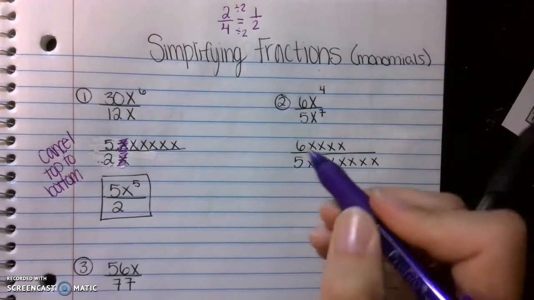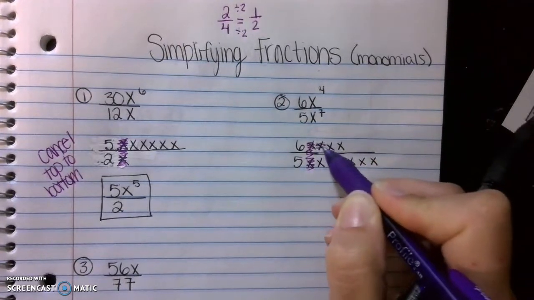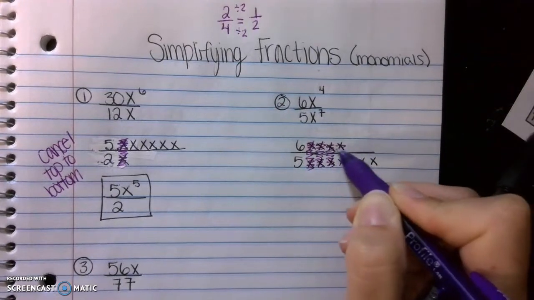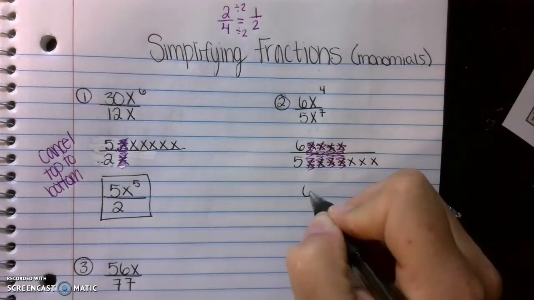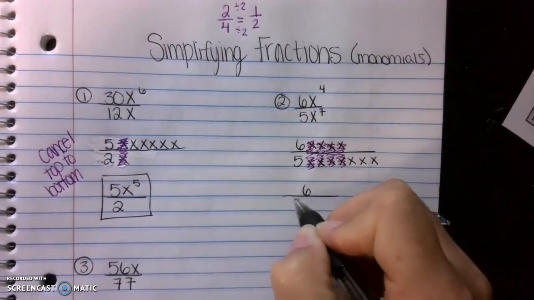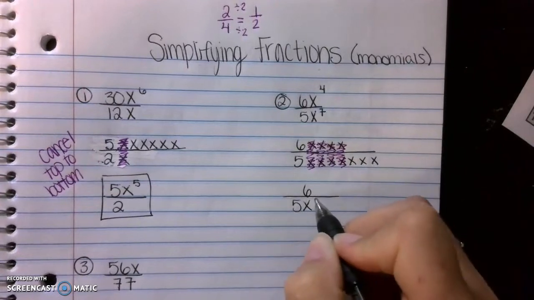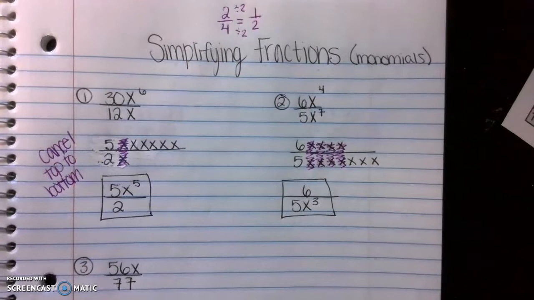All right, go ahead, top to bottom, let's cancel. So we've got x's here I can cross off, and I can do that 1, 2, 3, 4 times. Looks like I can cross off those x's there. All right, so my answer would be 6. I don't have anything else up top. Over 5x to the third. And that would be my final answer here.